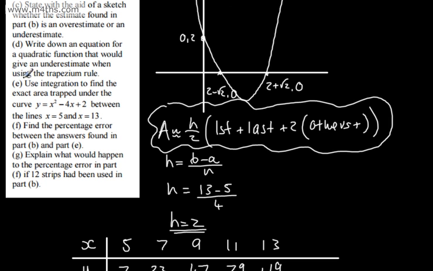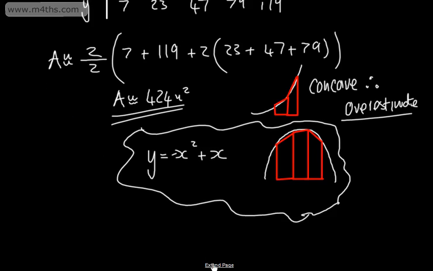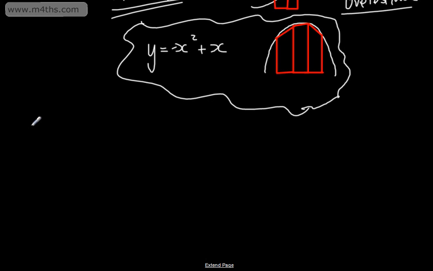Okay, in part E we need to use integration to find the exact area trapped under the curve y is equal to x squared minus 4x plus 2 between the lines x is equal to 5 and x is equal to 13. So what we can say then is the area will be equal to the definite integral. We're going from 5 to 13 now of our function, which is going to be x squared minus the 4x plus 2.